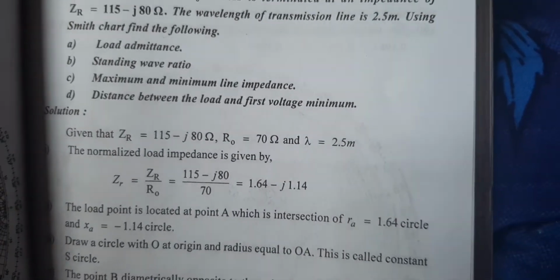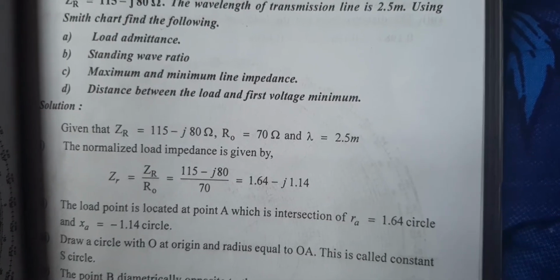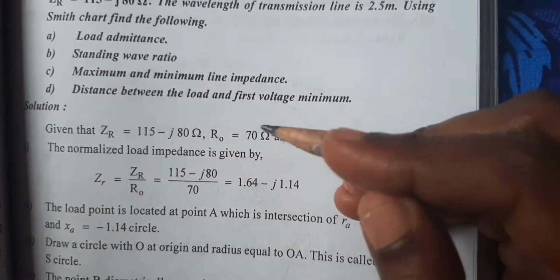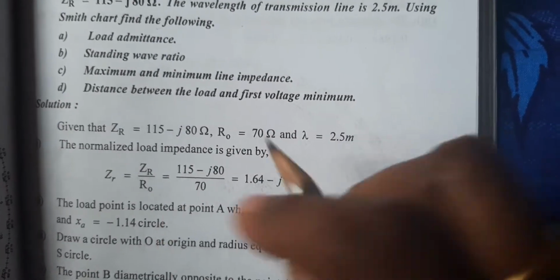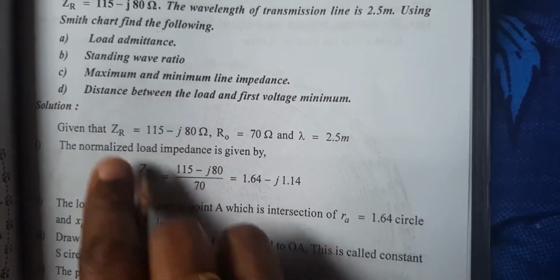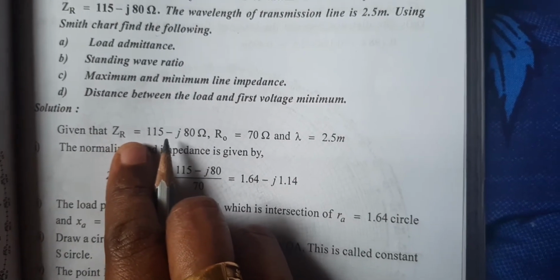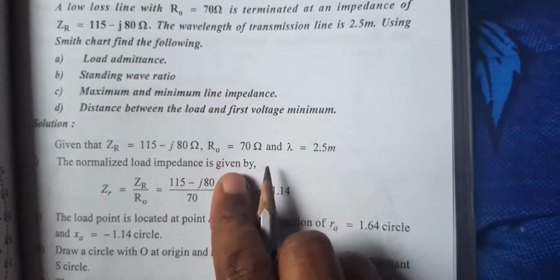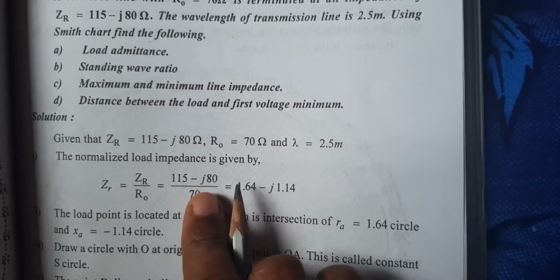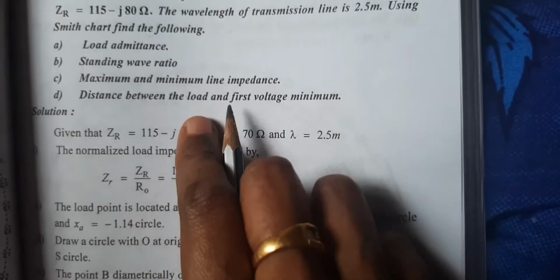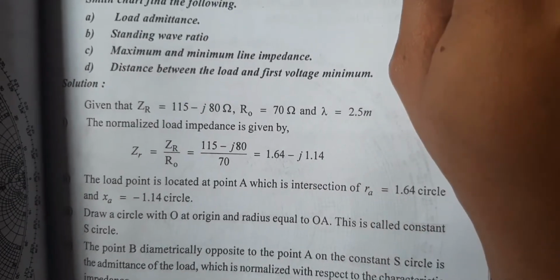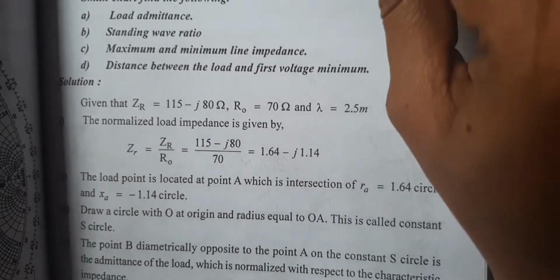Okay, so in all the problems, first of all we will find the normalized form, because in the Smith chart we can solve only with the normalized form. So you want to find the normalized load impedance. Here they have given the ZR value, that is 115 minus j80, and the R0 value was 70. So how will you find the normalized load impedance? ZR by R0. Okay, so the value is 1.64 minus j1.14. First of all, you want to plot this normalized load impedance value.